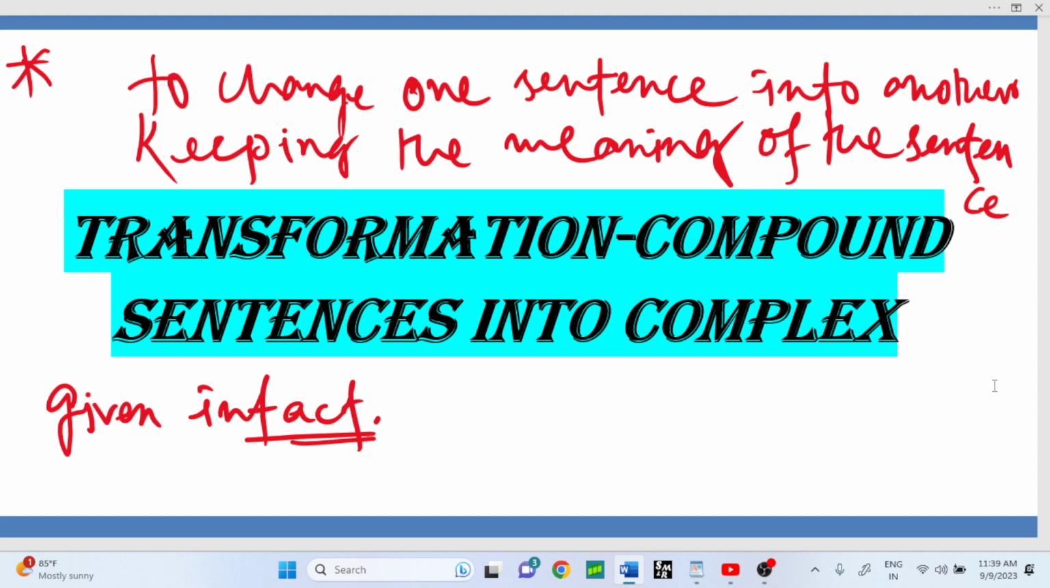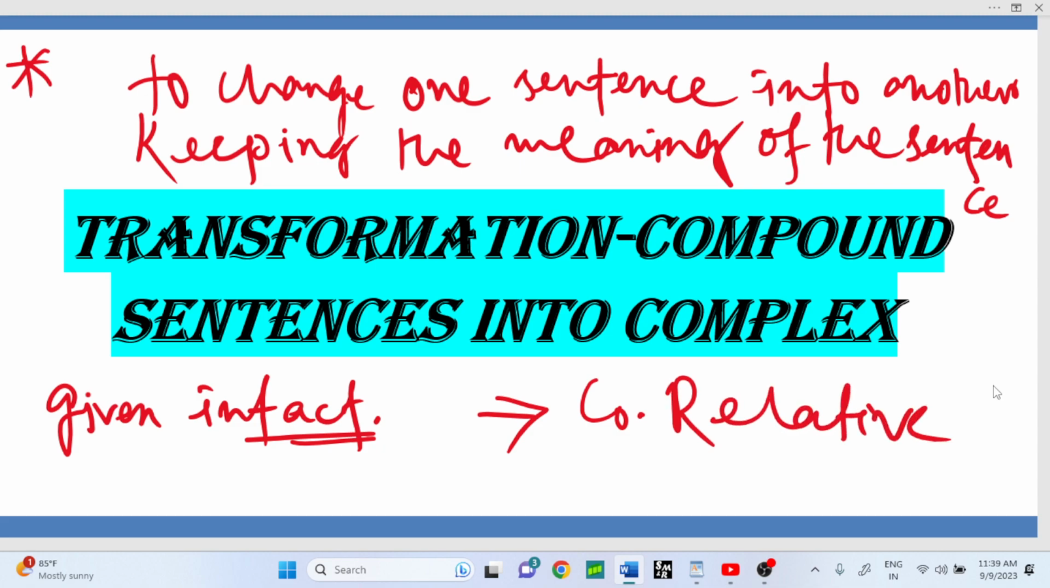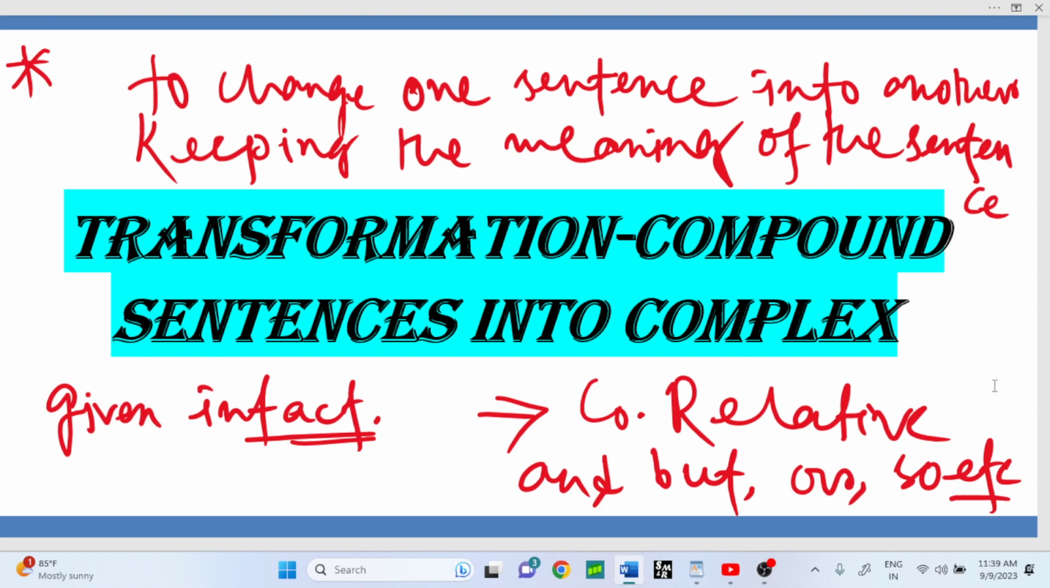Then the topic regarding transformation is compound sentences into complex. A compound sentence is when at least two main clauses are connected using a coordinating conjunction. Conjunctions mean and, but, or, so, etc. These are used to make the sentence compound. But here, compound sentences are given. You have to make them into complex.